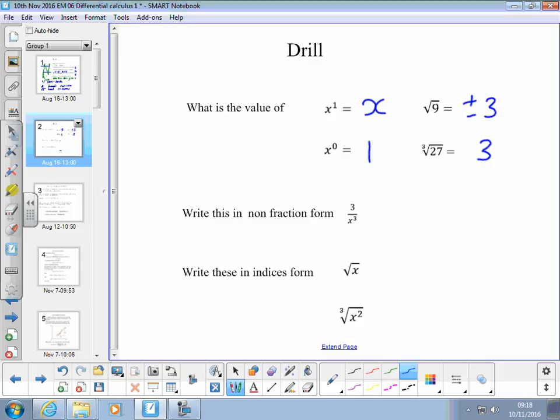Right, how do we write this in non-fraction form? No, that's still the same form. I want to move x cubed to the top, what happens to it? The 3's got to stay. I want to bring x cubed up to the top line. What happens?